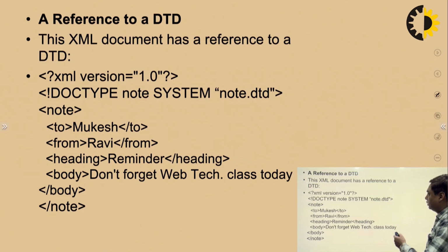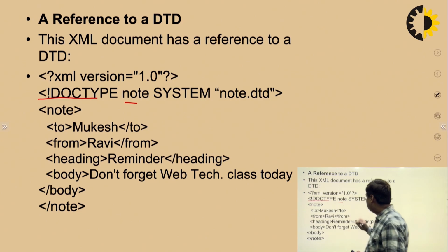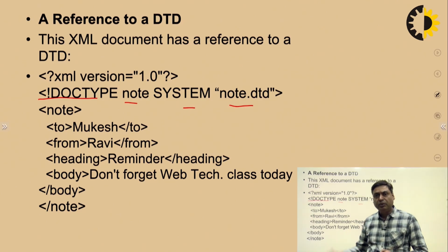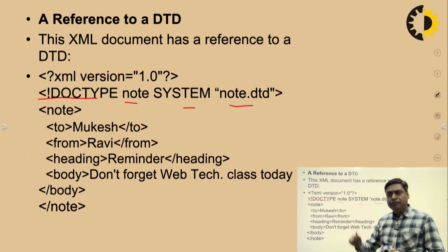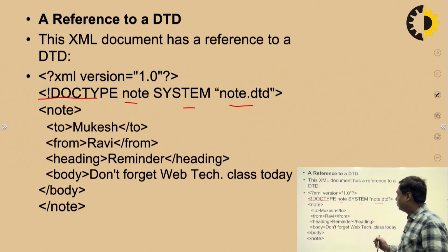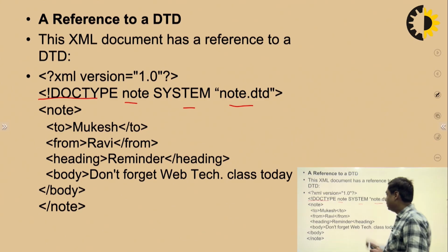Now, if you want to include DTD in the XML file, this is the approach we are using: DOCTYPE, name of the root element, SYSTEM and node.dtd. I have given a separate lecture on the DTD. This video is only dedicated to the XML schema. If you want the details of the DTD, then you can refer to my other video related to DTD.